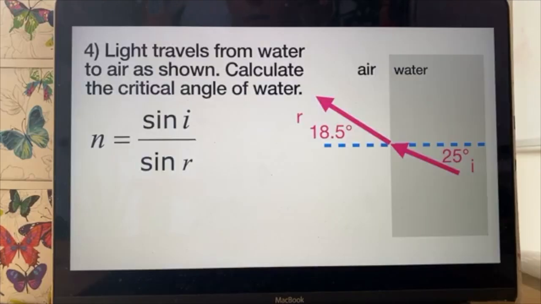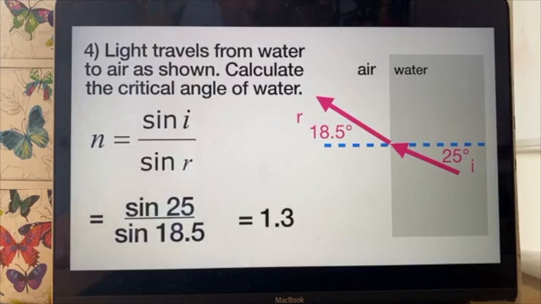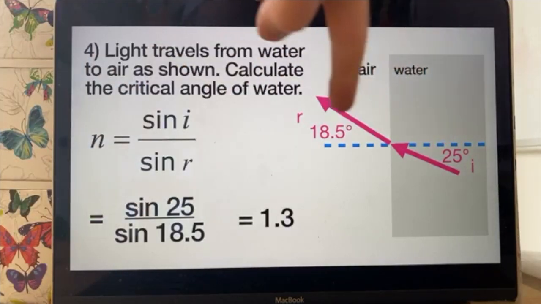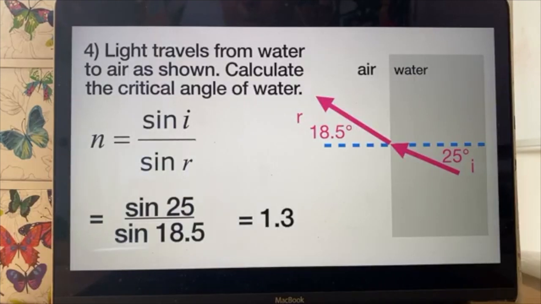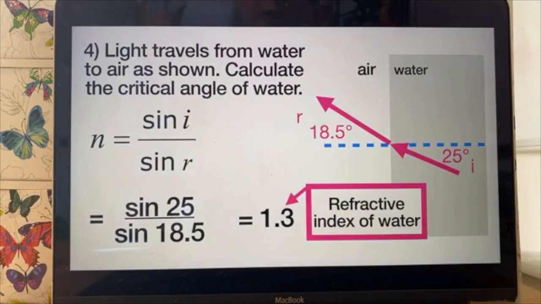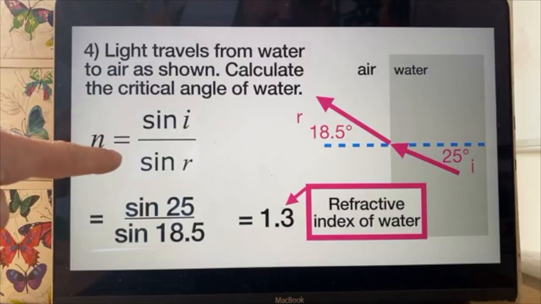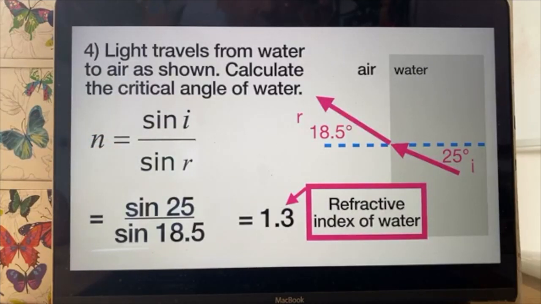So let's do that. n equals sine I divided by sine R, which equals the sine of 25 divided by the sine of 18.5, which equals about 1.3, which is the refractive index of water, okay? That's n. So we've got the refractive index of water now. So the answer is actually 1.33190.